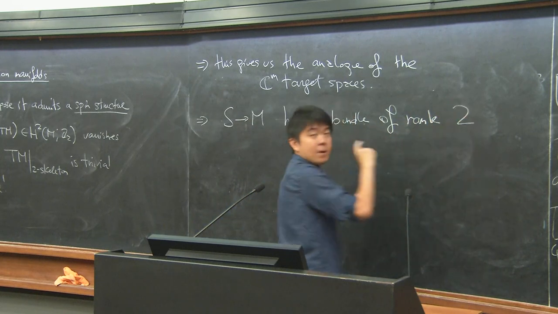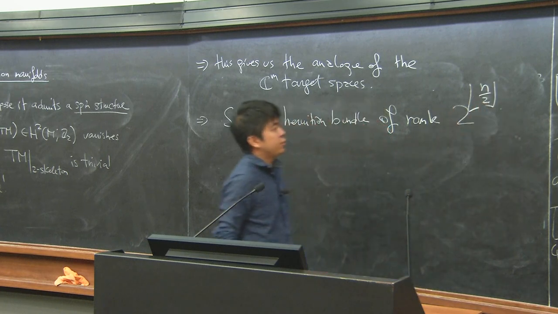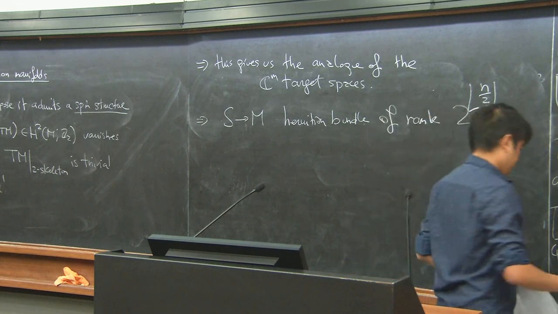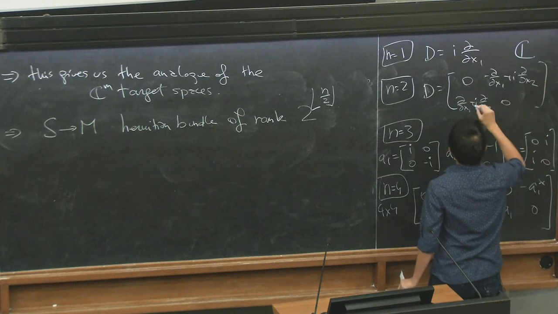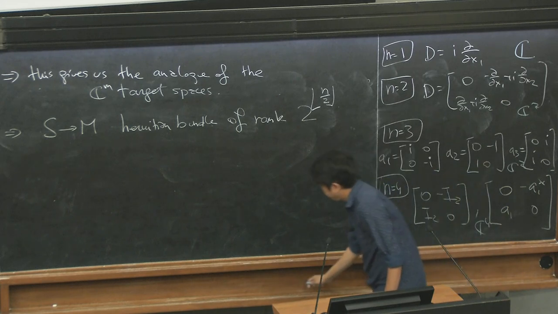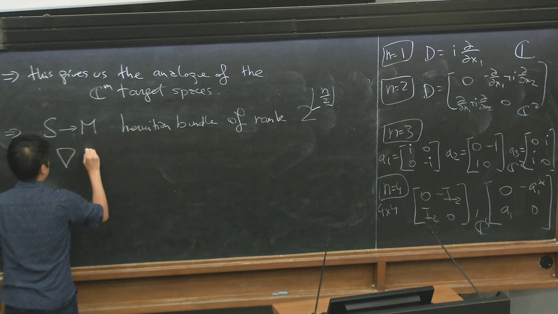So that gives you the dimension we're discussing, 2 to the n over 2. If n equals 1, it's like a one-dimensional case, so here the target space was C. It's the same color: this is C2, C2, and C4. And this also comes with a connection. So this is a Hermitian.